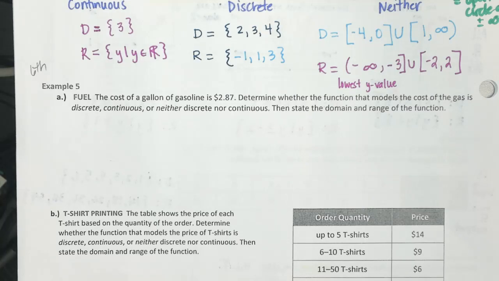All right, so we're going to start with example 5, which is about the cost of fuel. The cost of a gallon of gasoline is $2.87. We have to determine whether it's a function that is discrete, continuous, or neither discrete nor continuous.